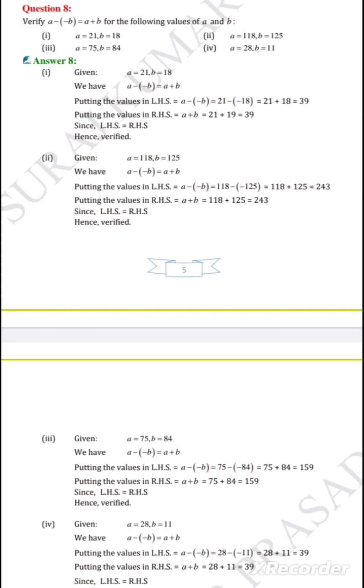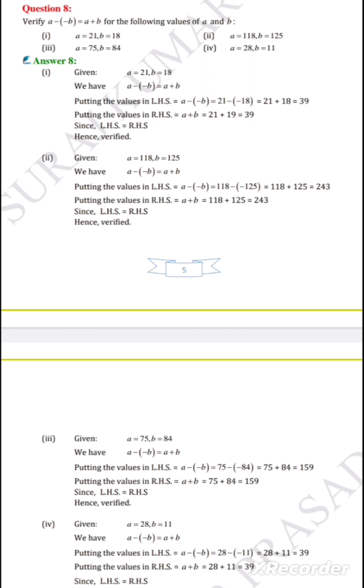A is equal to 118 and b is equal to 125. We have a minus of minus b is equal to a plus b. Putting the values in LHS, we get the answer 243, and putting the values in RHS, we get the value 243. Hence this is also verified as LHS is equal to RHS.